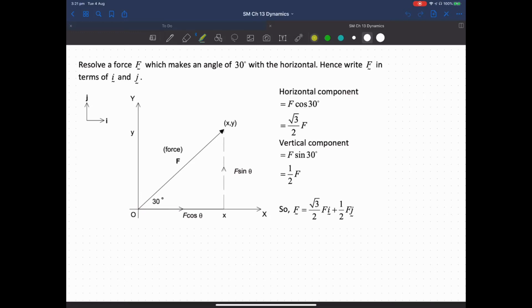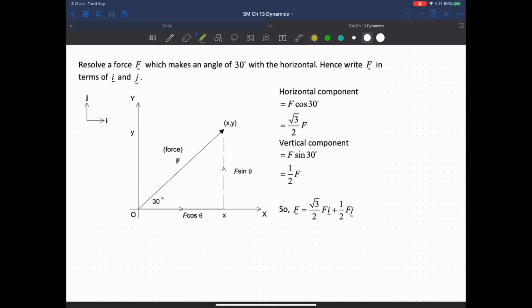In this example, we're asked to resolve a force F, which makes an angle of 30 degrees with the horizontal. Hence, we then have to write the force in terms of the unit vectors I and J. Firstly, we're representing this on a diagram. On the axis that has been drawn, horizontally, we have unit vector I, vertically we have unit vector J.